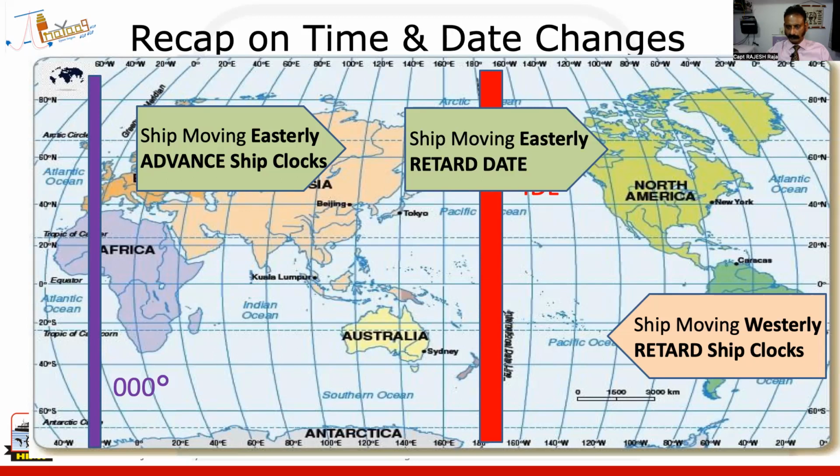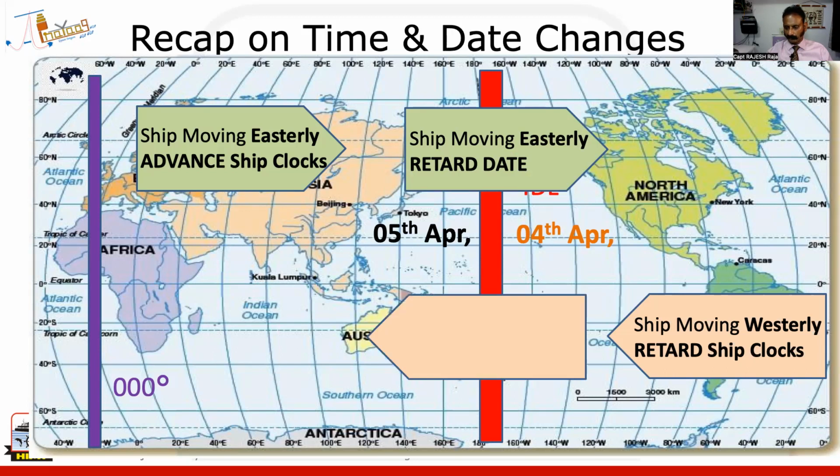For example, let us say on the left of this particular IDL, which is more towards Asia, if that was 5th April, if I cross, it will become 4th April on the Hawaiian side or the Pacific side of America. So this is the date change. And exactly the reverse will happen if you move westerly. There'll be an advance of date. Let us say you are 4th April on the Pacific of American side. If I cross into the Asian side, you will advance the date.